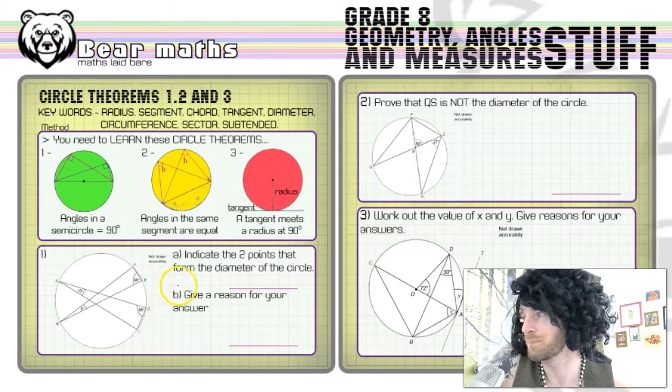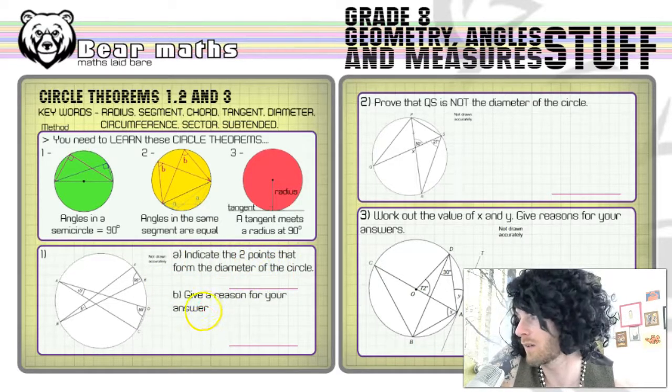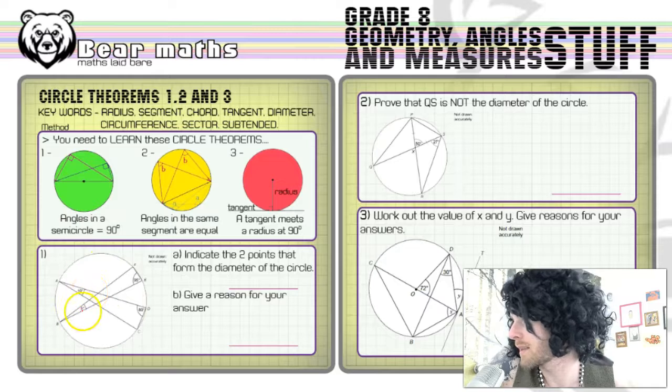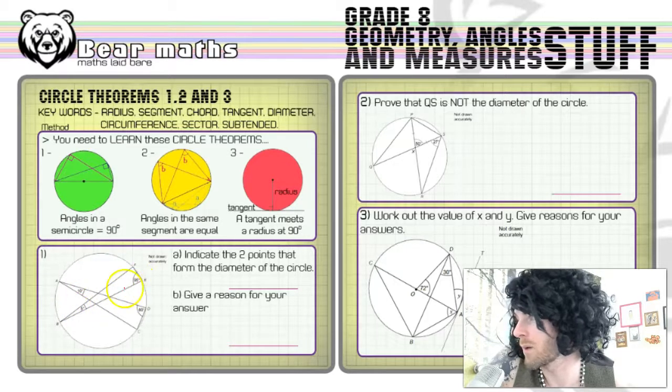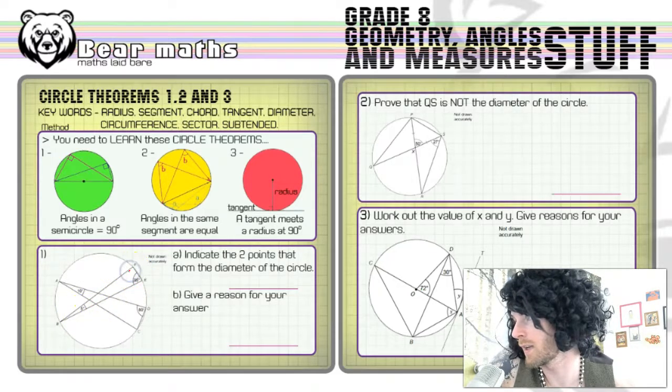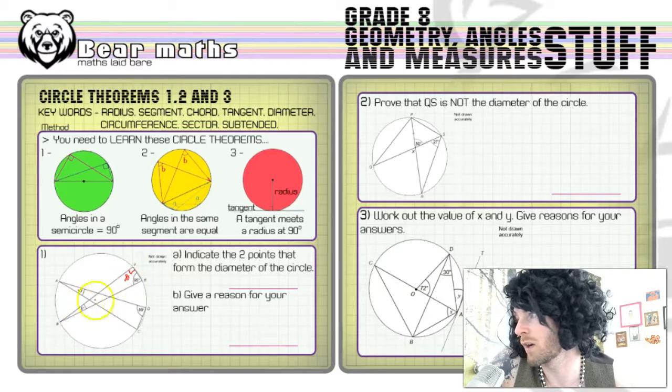So question number 1 asks us to indicate the 2 points that form the diameter of the circle, and then we've got to give a reason for the answer. Well, this one is to do with circle theorem number 1, angles in a semicircle. If we added 5 and 95 together, it might be difficult for you to see what they are, but 5 plus 95 is 100. Therefore, this angle here is 80, because angles in a triangle equal 180 degrees.